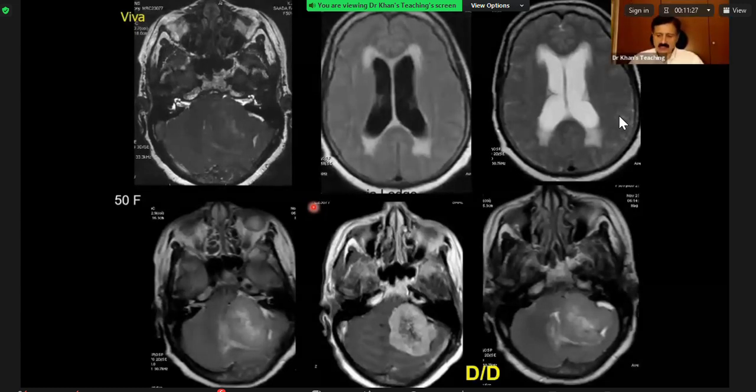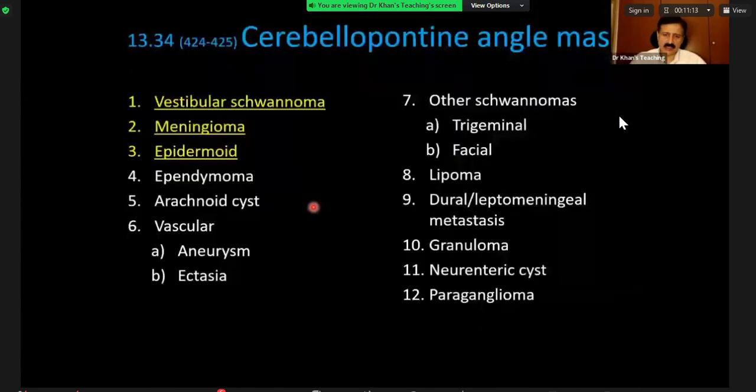In the beginning, when we started this exercise of brain tumors, I told you that the differential diagnosis will change, and this is why the bookish differential diagnosis is very important. This is a CP angle lesion, and if you go to the differential diagnosis of cerebellopontine angle mass, look at this. Vestibular schwannoma, meningioma, a vast majority of them are these two and nothing else. And then epidermoid, ependymoma, arachnoid cyst, etc. Very, very rare will be dural metastasis.